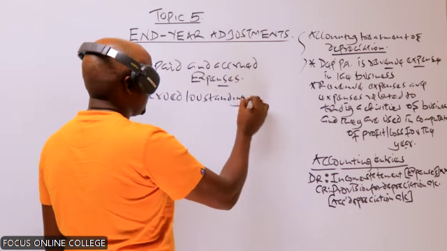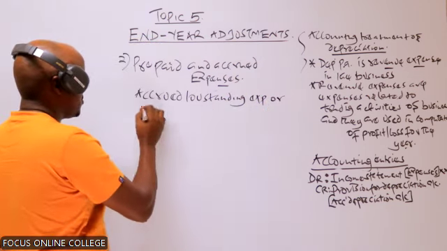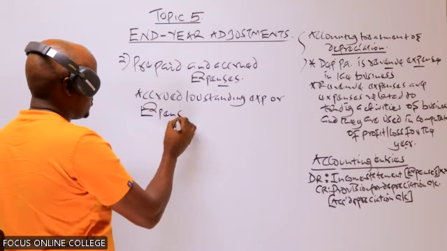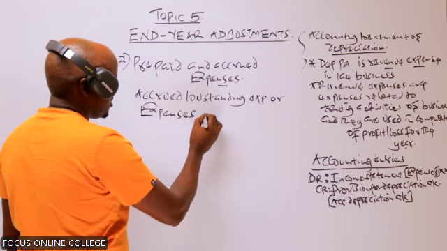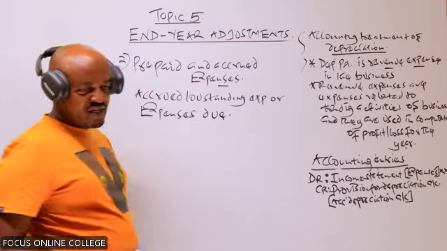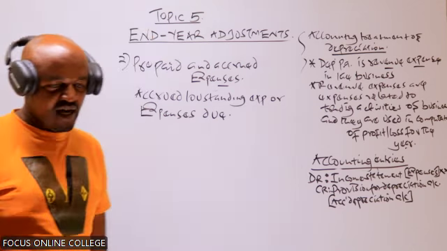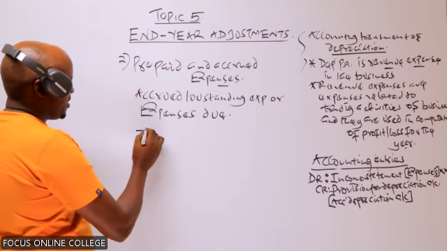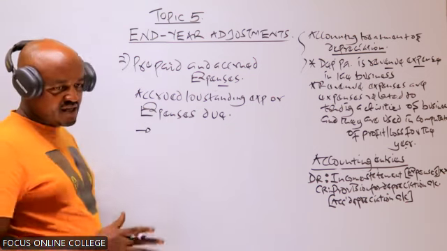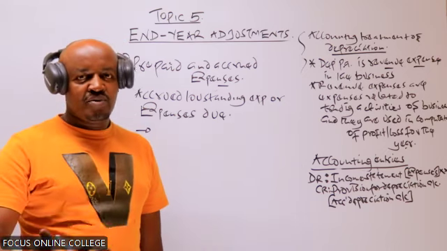Outstanding expenses, or expenses due. Now, how do we treat these particular expenses, specifically when preparing the financial statements? Number one, these expenses have already been incurred but not yet paid. It is important, first of all, to note that they will not have been accounted for.